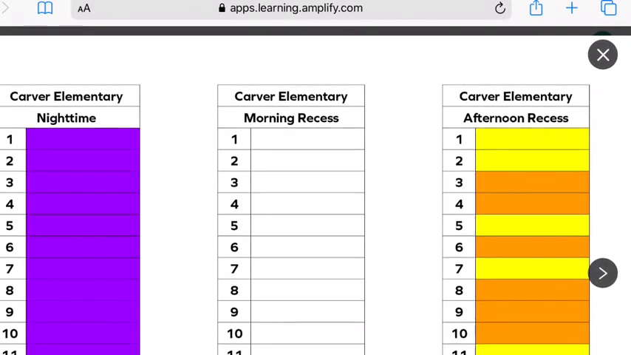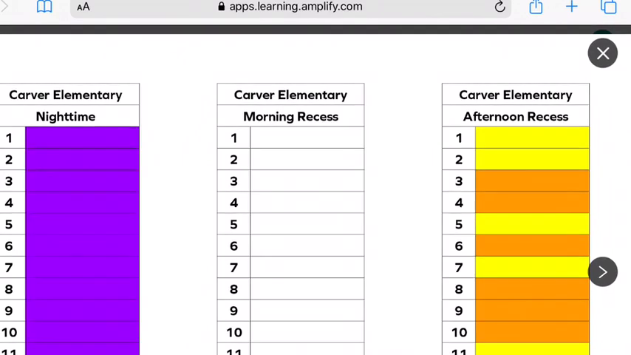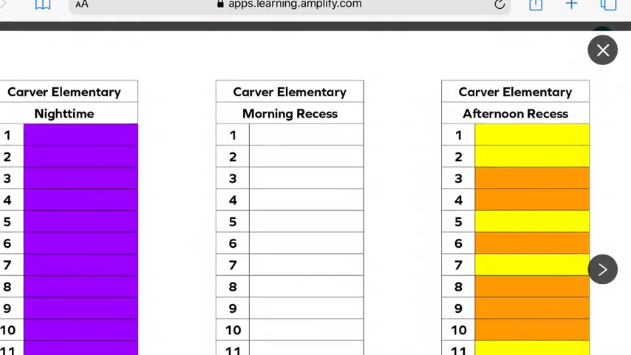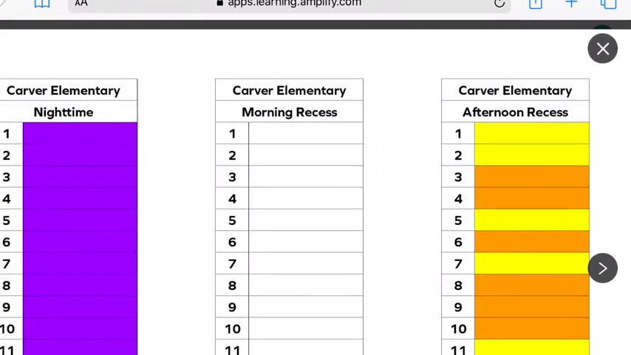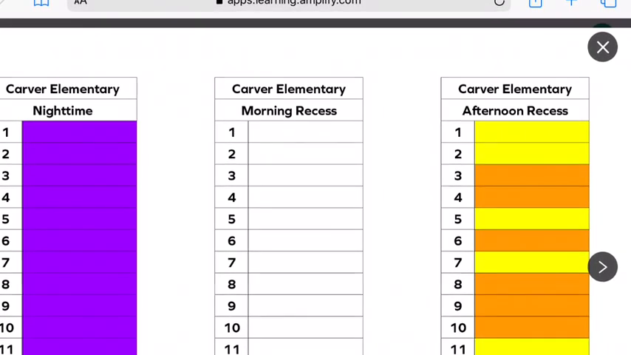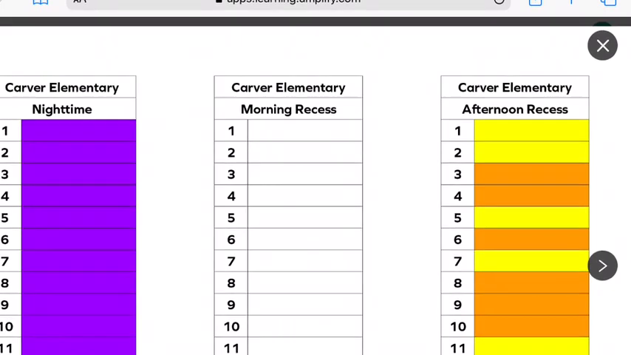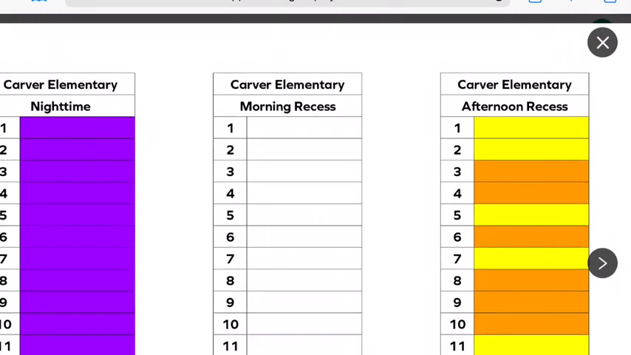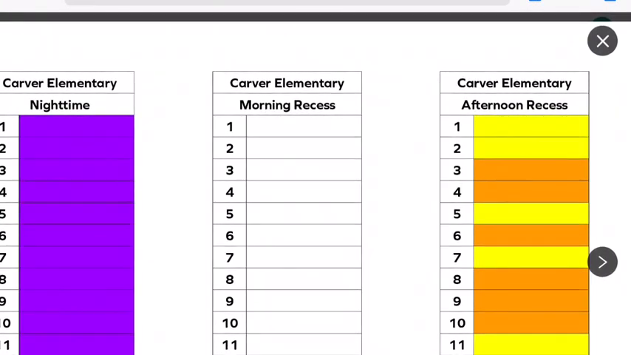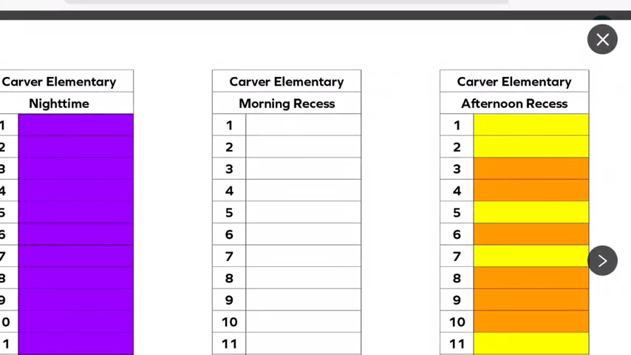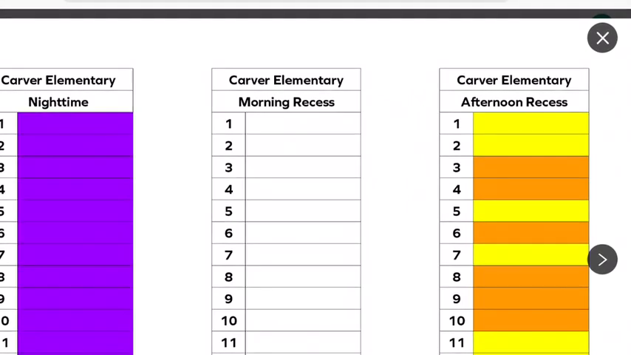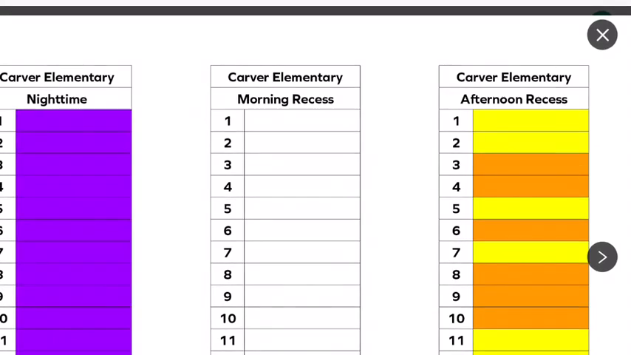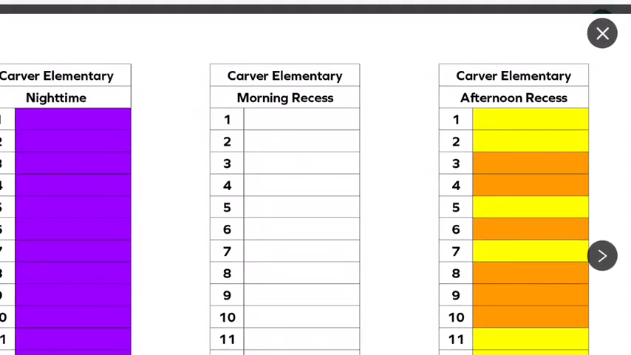So what do you think the morning recess temperature was? Do you think that it was cool, which would be green, and cold, blue? Do you think it was very hot or hot? What do you think the morning was like? Hopefully you're thinking, well, it's gotta be cooler than warm and hot. So maybe it was cold and cool, which would be green and blue, because that's what my brain is thinking. Let's see if you're right.